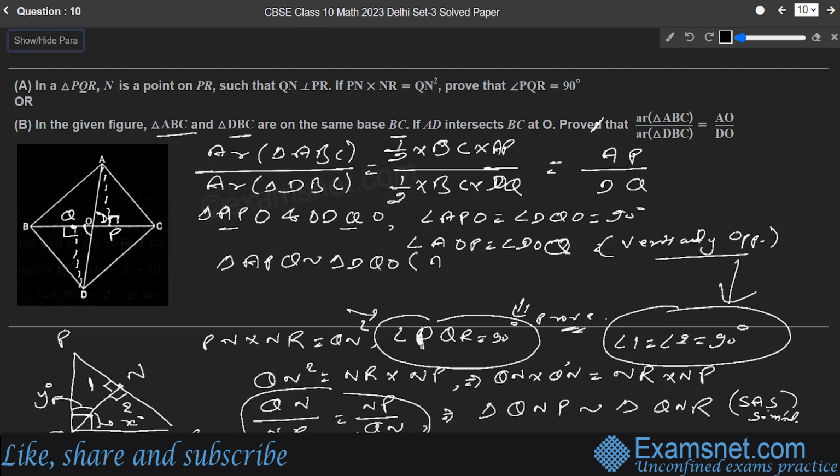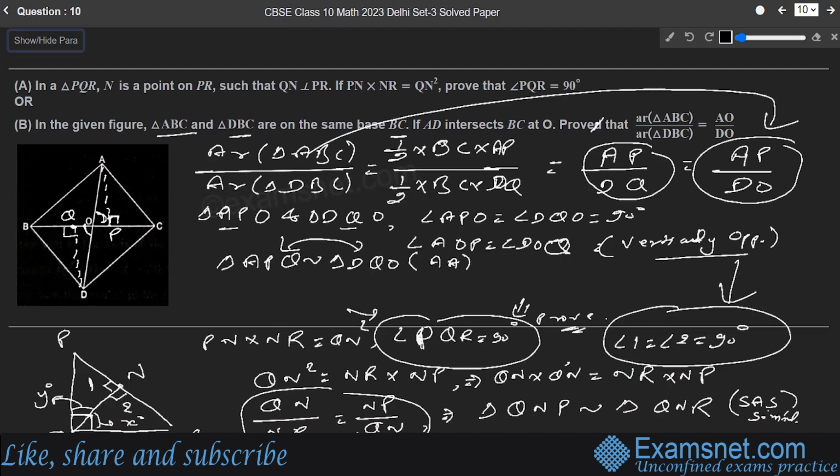Which axiom has been used? Angle-angle axiom has been used. Angle-angle axiom of similarity says that if two corresponding angles are equal, then we can say the two triangles are similar. So these two triangles have been proven as similar. So we can easily say that AP by DQ is nothing but AP by DO as well, because the two triangles are similar, so the corresponding side ratio is always equal between two triangles. So we can conclude that area of triangle ABC by area of triangle DBC is equal to the side ratio AP by DO, and that was what required to be proven, and we have proved it here.